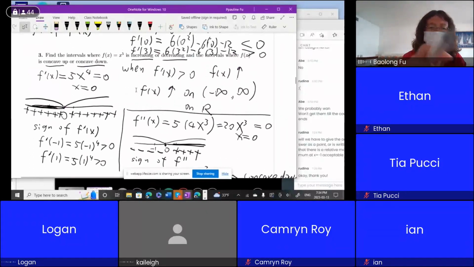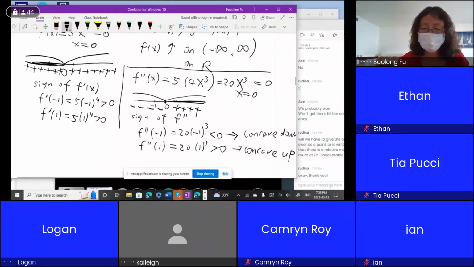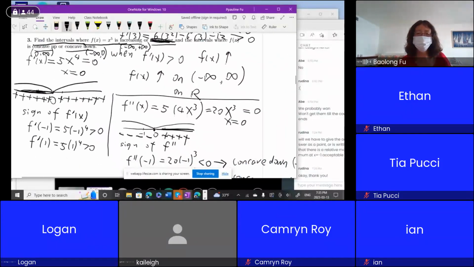So to answer this question, you find the intervals where x raised to power 5 is increasing. The answer for increasing is negative infinity to positive infinity. There is no decreasing. The original function is always increasing. And then the intervals of concave up: concave up is from 0 to infinity. Concave down, negative infinity to 0. Those are the final answers. Question 3.